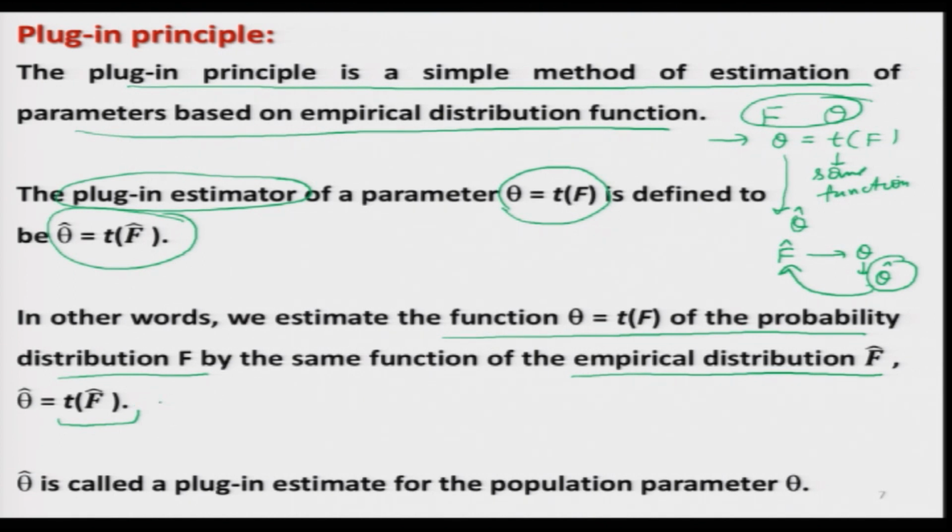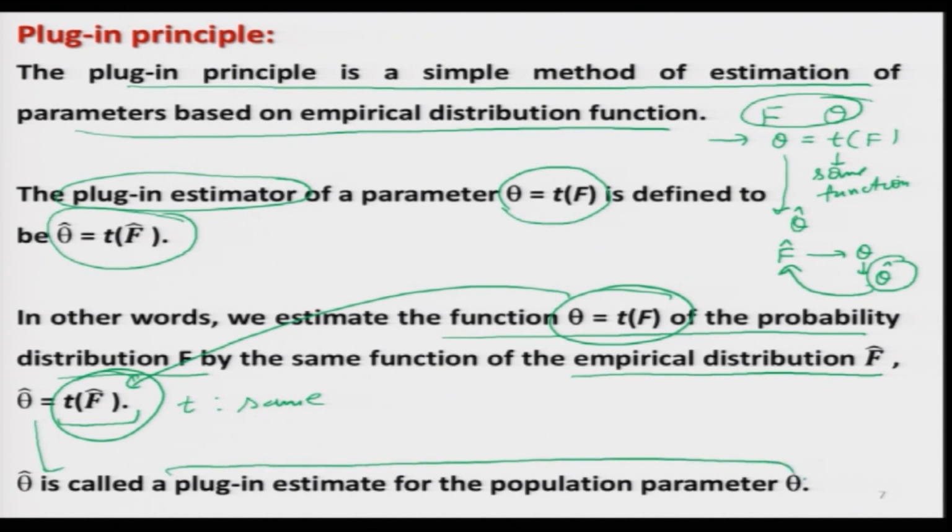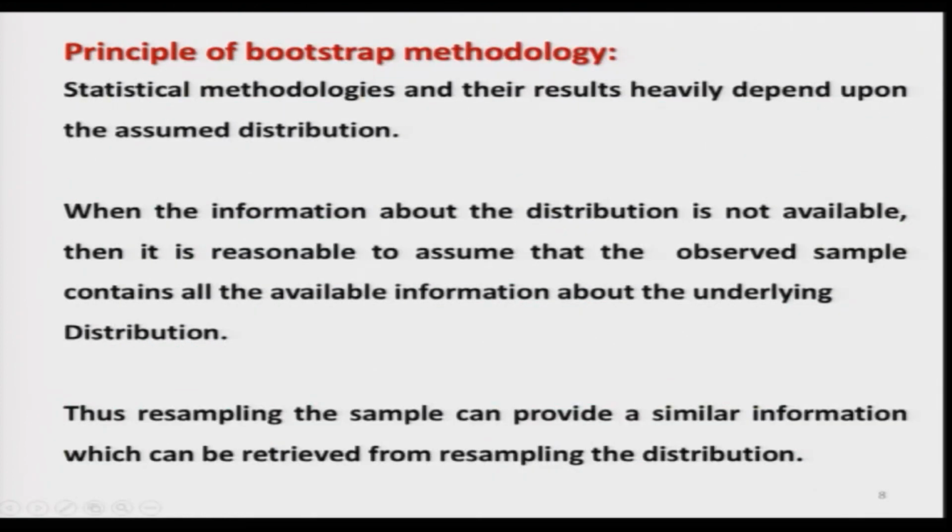And note one thing, that T remains the same. The T in theta and the T in theta hat are the same, right? So we are using the same function, and we are simply replacing the unknown F by the empirical F hat. So this theta hat is called the plug-in estimate of the population parameter theta, right? Now this plug-in principle is going to play a very important role in estimating different types of quantities using the Bootstrap methodology.